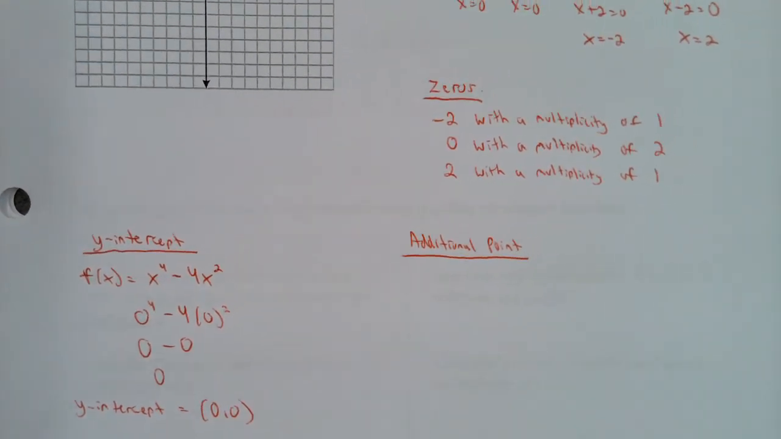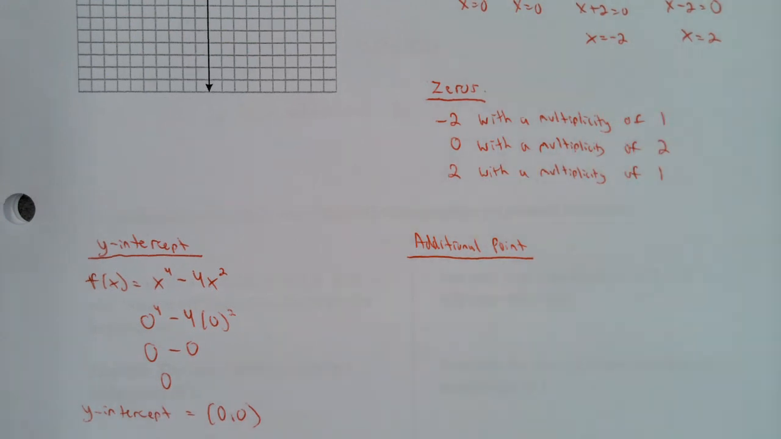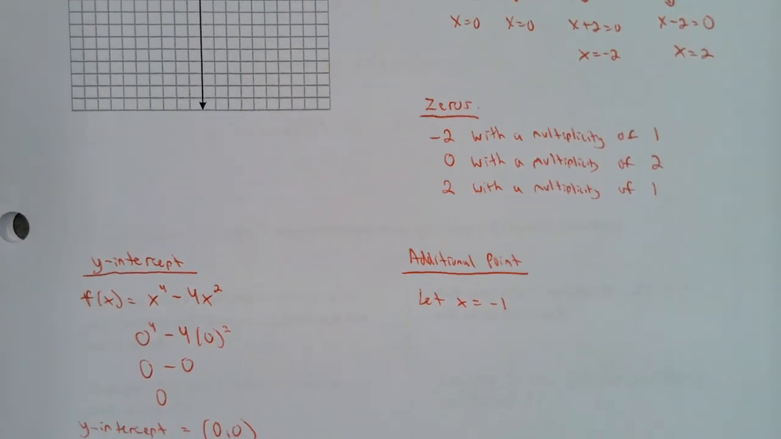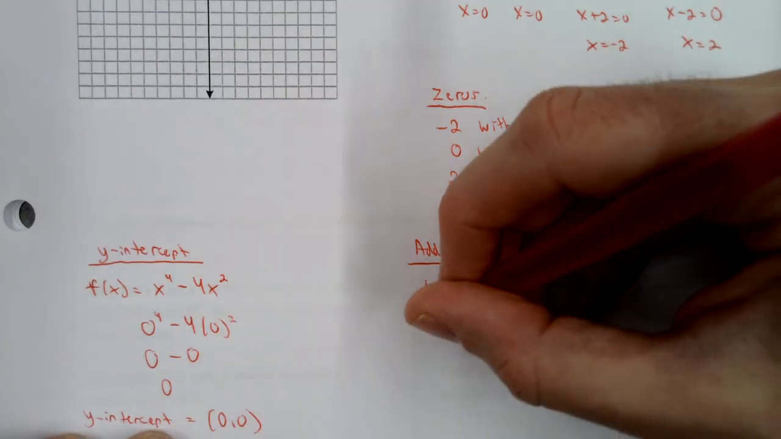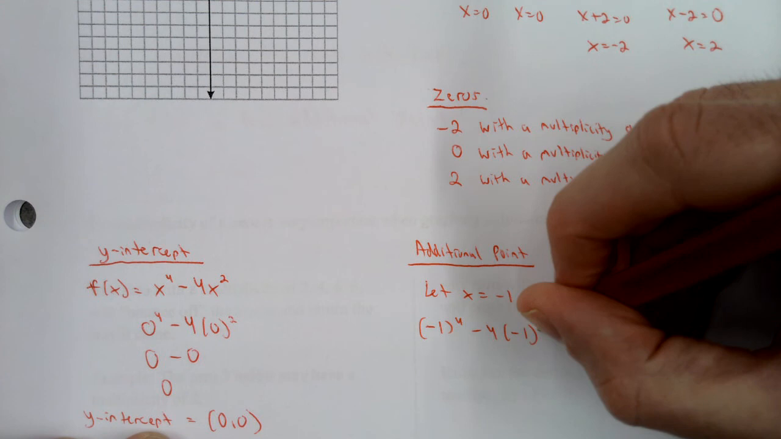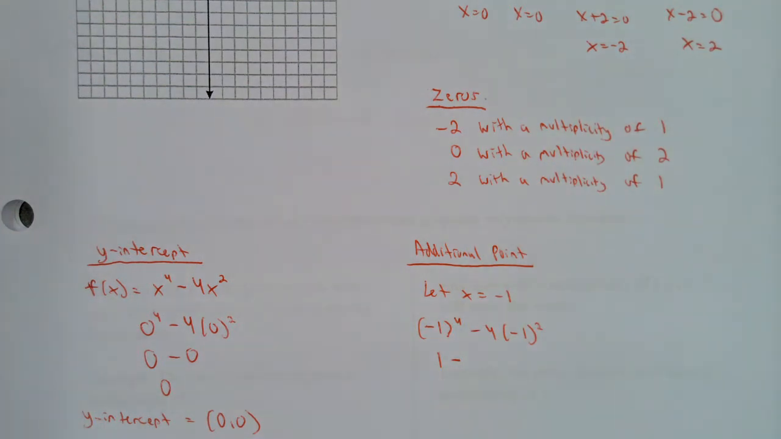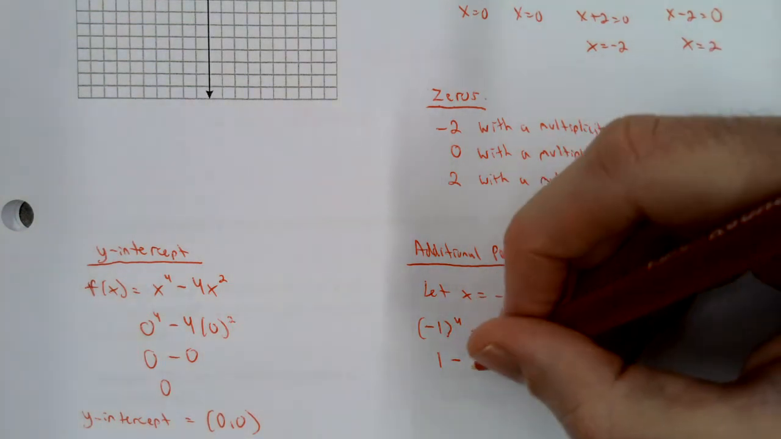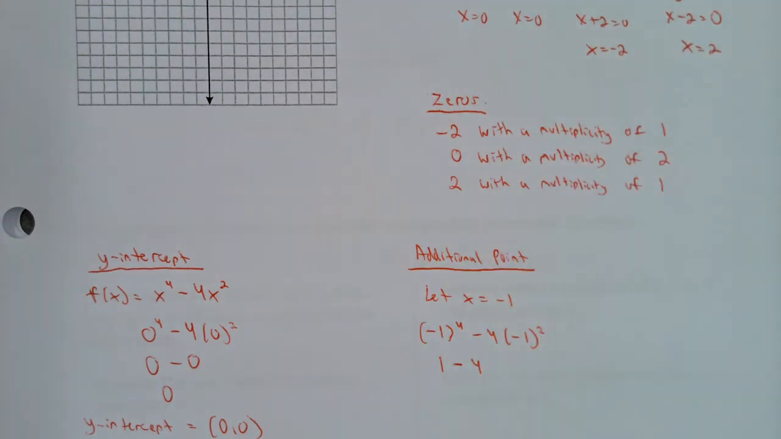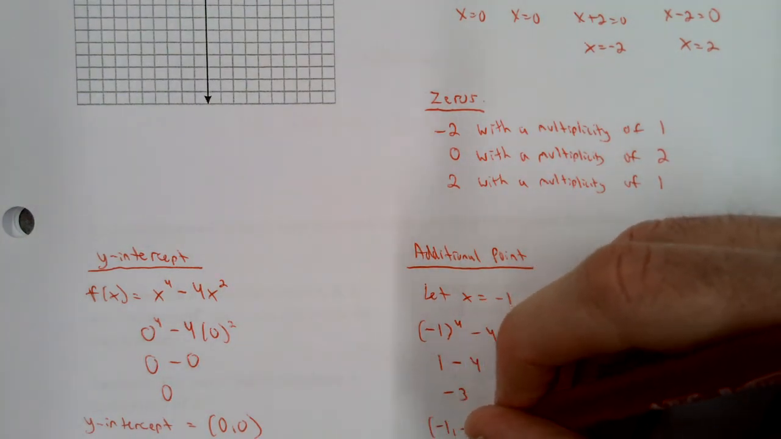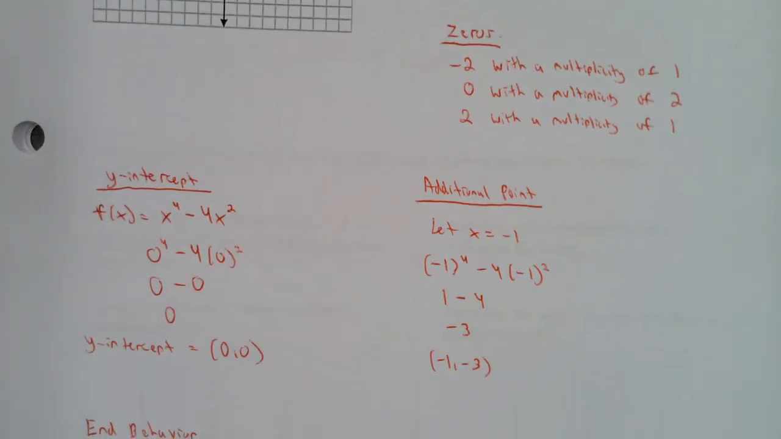I'll start by doing, let's do x equals -1. Yeah, let's do x equals -1, why not? I'm not going to recopy the problem. I'll just do -1 to the fourth power minus 4 times -1 to the second power. -1 to the fourth power is 1. 1 minus 4, because -1 squared is 1, times 4 is 4. That's going to give us -3. So we have the additional point, -1, -3. Let's plot that.